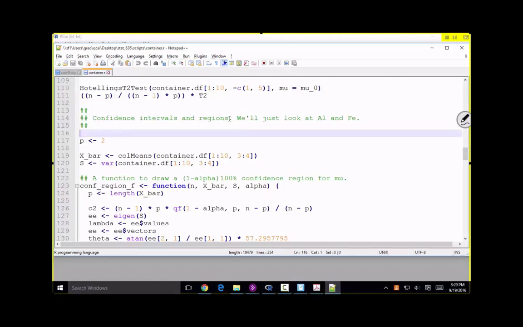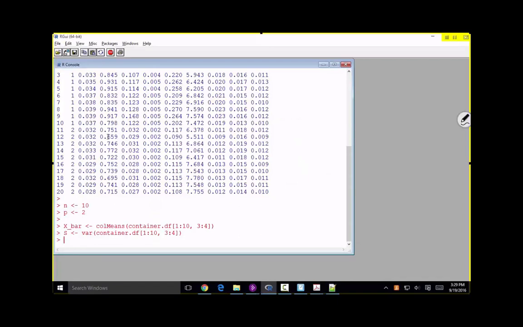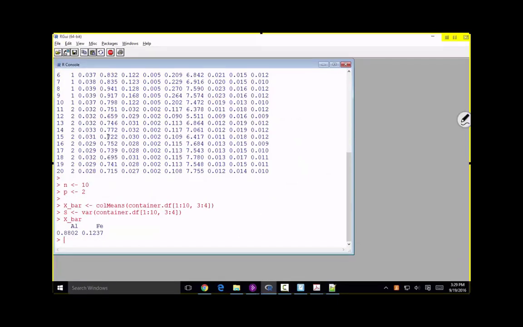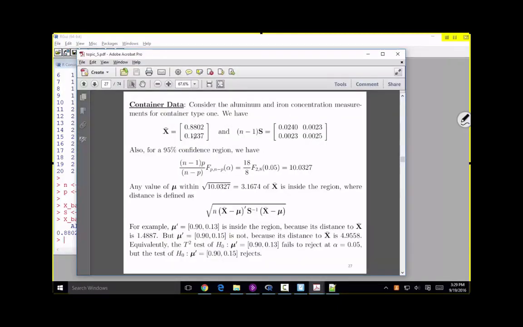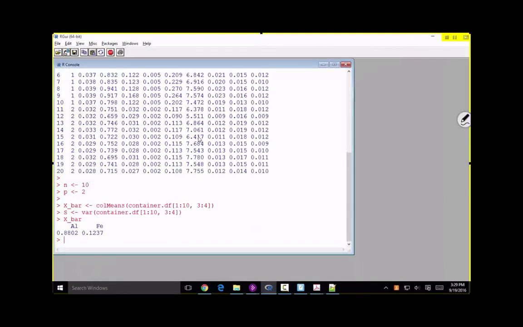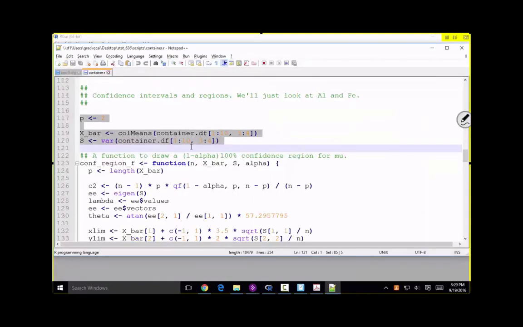So I'm going to do a confidence region for only aluminum and iron. P is 2, X bar is the column means, and capital S is var. Here's what we get when we run that. X bar, 0.8802 and 0.1237. And we have capital S, which looks like that. So let's compute a confidence region with these data.